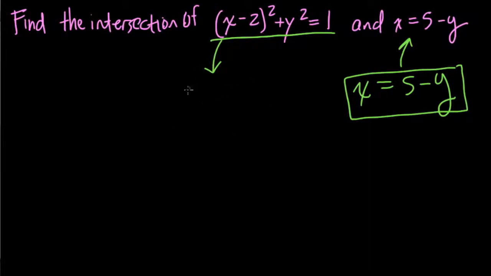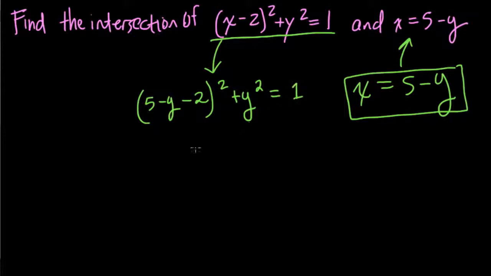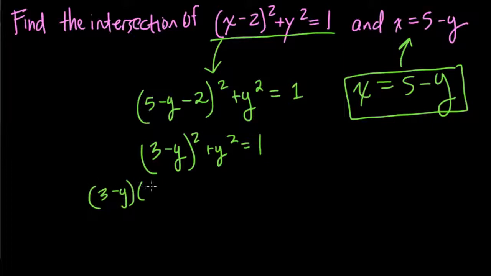So here we have x minus 2, but I'm going to write 5 minus y minus 2, because that's just like x minus 2. We're squaring that, plus y squared, and that equals 1. So here we want to simplify a little bit. We have 5 and minus 2, that's 3. So now we have (3 minus y) squared plus y squared equals 1. So now when we expand this, we get 3 minus y, right, times 3 minus y, plus y squared equals 1.